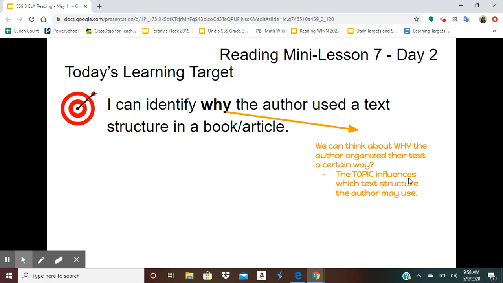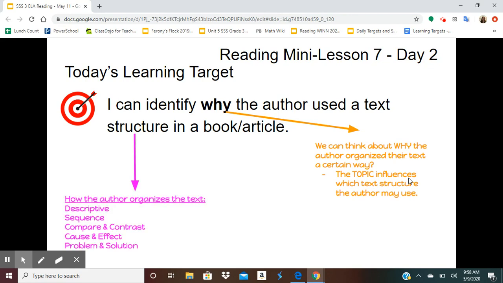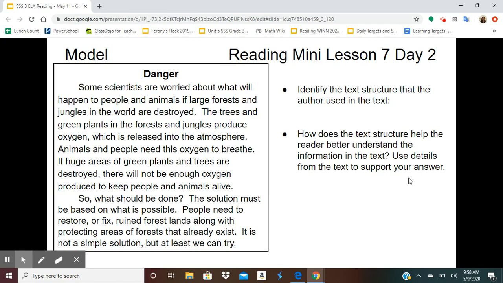Last week, you read a passage about the similarities and differences between crocodiles and alligators, which influenced the text structure of compare and contrast. Our 5 text structures are descriptive, sequence, compare and contrast, cause and effect, and problem and solution. So today, we're going to be identifying or finding those text structures in different texts. I'm going to read this passage titled Danger. As I read, I want you to think about which text structure the author chose.